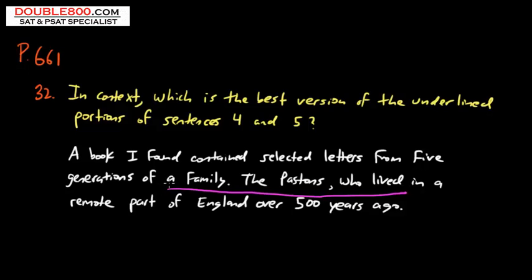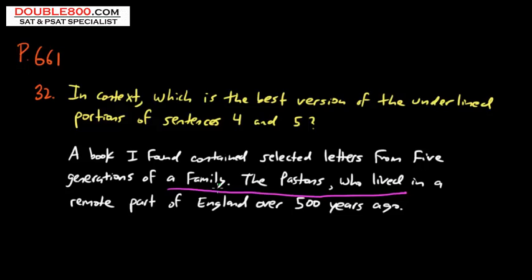But just like with improving the sentence, you want to try to predict and find the error before you look at the choices. A book I found contains selected letters from 5 generations of a family. The Pastons, who lived in a remote part of England over 500 years ago. So you should recognize this is wrong for a couple of reasons. First of all, we have 5 generations of a family, period. Then the family name is introduced, who lived. You really want to put the name of the family first, and also, with a period here, it doesn't connect well. You want to see if you can link the sentences together.